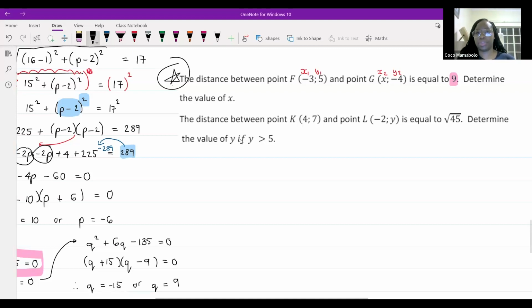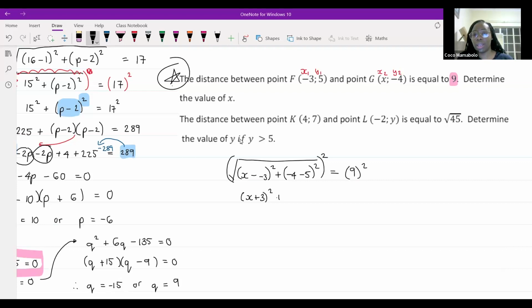Okay, so let's start with the obvious. We're going to take the square root of (x2 minus x1) squared, which is just x. So I'm going to have x minus -3 whole squared plus y2, which is -4 minus 5 all squared. And all of this is equal to 9. All right, I'm going to go ahead and square this as we go. So over here, x minus -3 will give me x plus 3 all squared plus -9 all squared is equal to 9 squared.